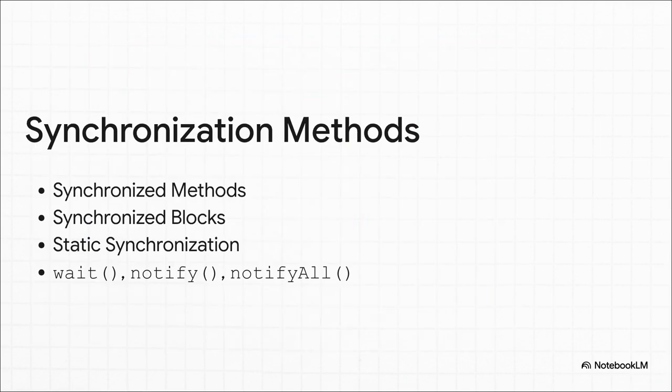You can be really broad and slap the synchronized keyword on an entire method. Or, if you want to be more precise, you can just wrap a tiny piece of code, the real critical part, in a synchronized block. There's even more advanced stuff like wait and notify, which is like one barista shouting, "Hey, the machine's free," to another one who is waiting.